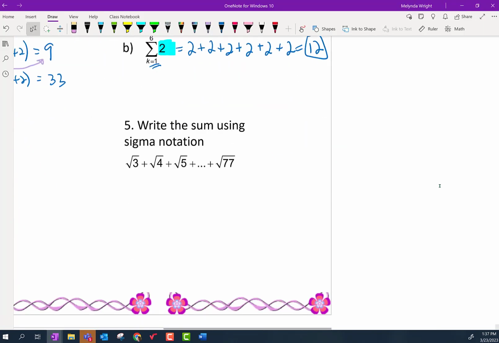So last problem. Now we want to write this sum using sigma notation. So we know we have a sigma. I just kind of make it look like an E thing. I'm not really good enough to make it look so pretty. I bet yours look much better. I mean, that's how it's supposed to look. But I usually just do this.